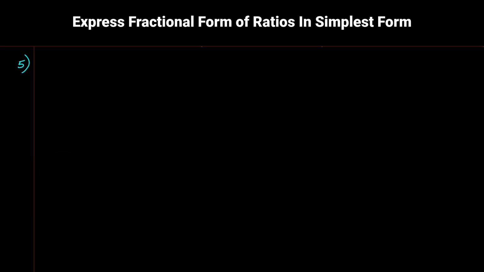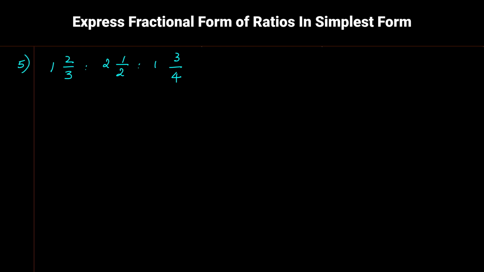Hope it's clear. Let's move on to the fifth sum. We have 1 2 by 3 is to 2 1 by 2 is to 1 3 by 4. You have mixed fractions in this.